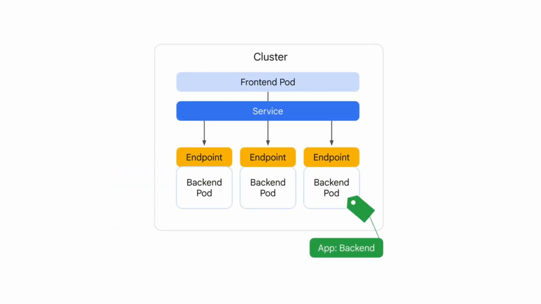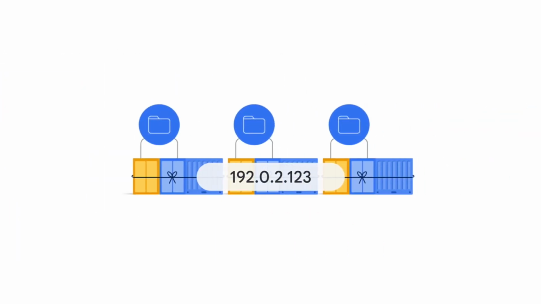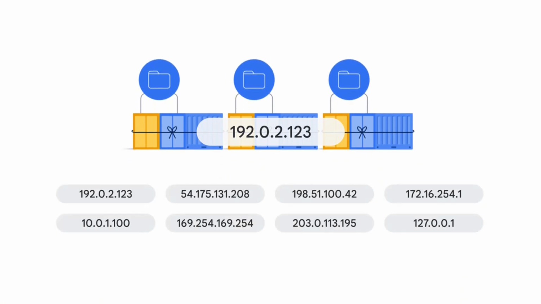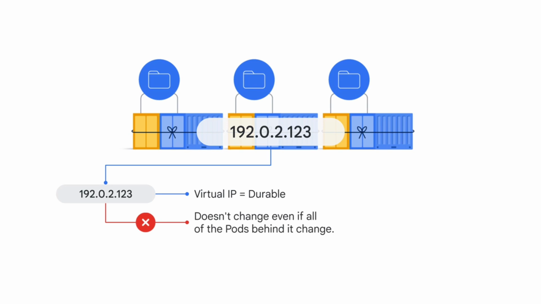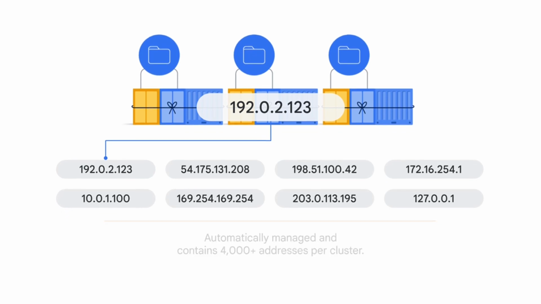The dynamic collection of IP addresses created by a Kubernetes service is called an endpoint. Endpoints belong to pods that match the service's label selector. When a service is created, it's issued a static virtual IP address from the pool of IP addresses that the cluster reserves for services. Unlike the pod's IP address, the virtual IP is durable. It's published to all the nodes in the cluster, and it doesn't change, even if all the pods behind it change. In GKE, this range is automatically managed and by default contains over 4,000 addresses per cluster.